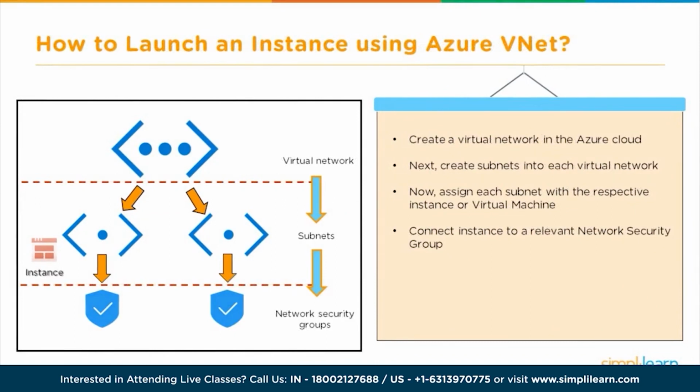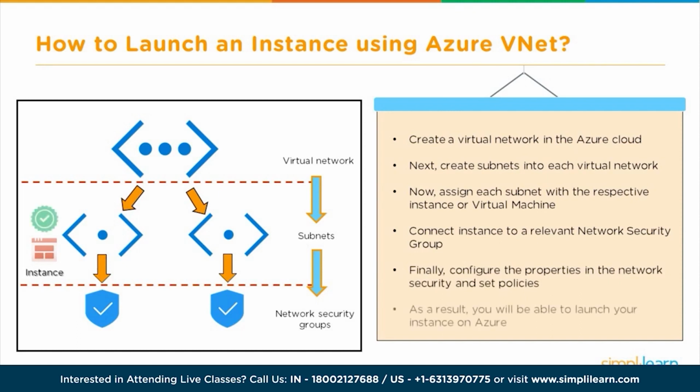So attach your network security group to the instances, and based on the properties or the rules that are defined in the network security group, that will be applied to the instances within the subnets. Finally, configure the properties in the network security group and set the policies. As a result, you will be able to launch your instance on Azure within the virtual network.